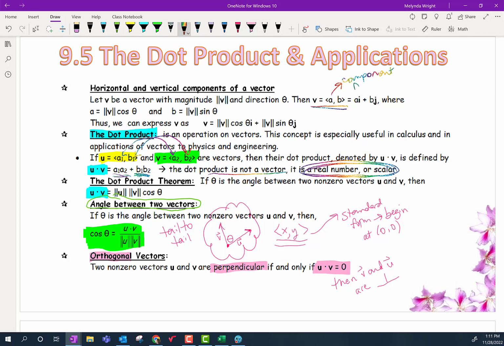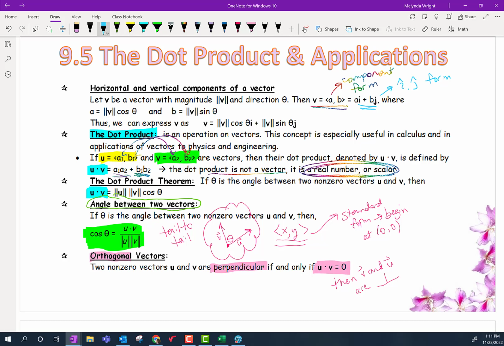So that part is called component form, and this part is called I and J form. And remember, they need their little hats. They're really excited about their little hats. I and J form.